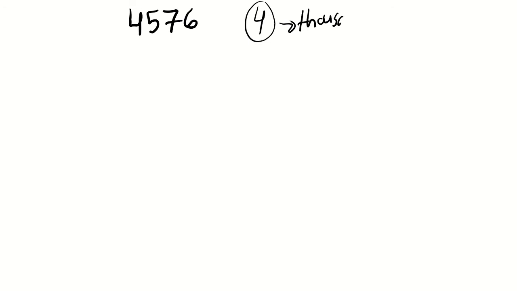Let's say we have a number here. Now remember, how many digits are there? 4, right? So what place is the greatest that we go up to? Exactly, the thousands.